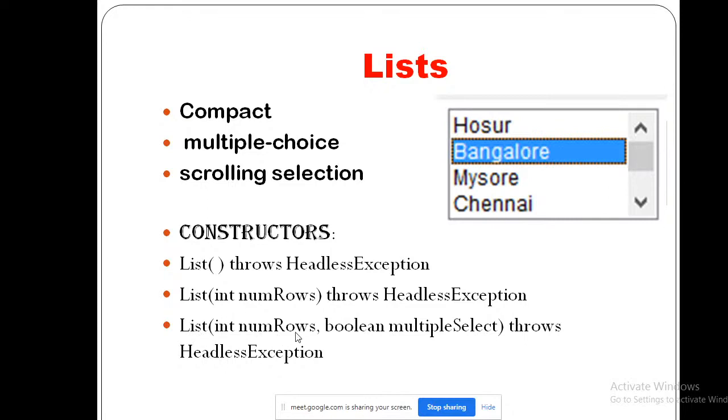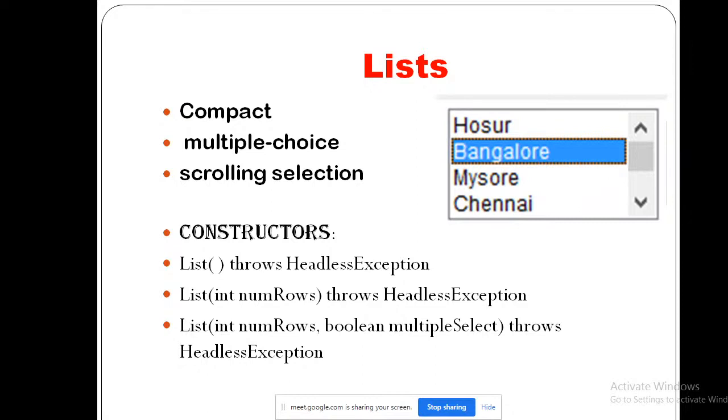Here we can specify the number of rows, and also whether our list should support selecting multiple items or not. When I set the boolean flag as false, we can select only one item. When I set it as true, it supports selecting multiple items. Our first type of constructor supports selecting only one item at a time, not more than one.